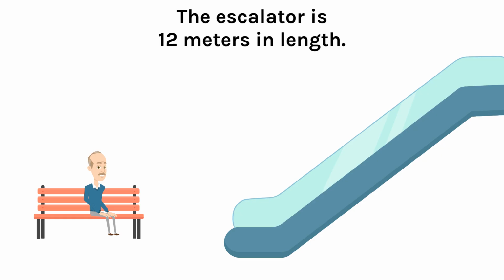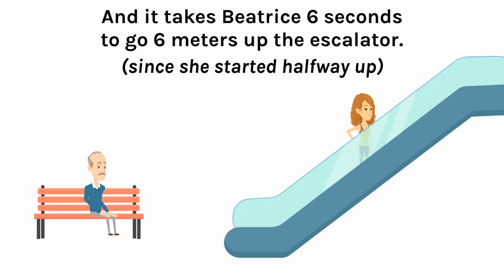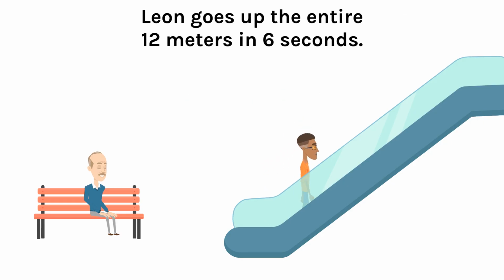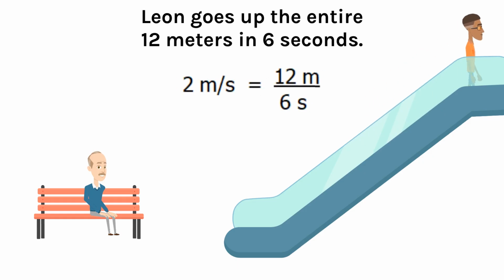The escalator is 12 meters in length, and it takes Beatrice 6 seconds to go 6 meters up the escalator, since she started halfway up. She's moving 1 meter per second. Leon goes up the entire 12 meters in 6 seconds. He's going 2 meters per second.